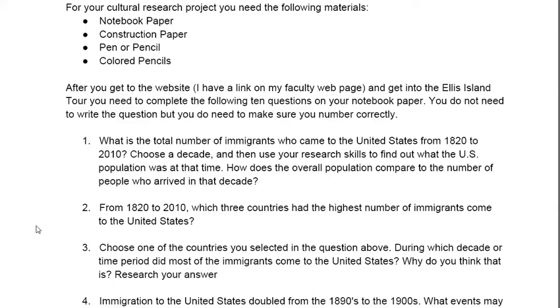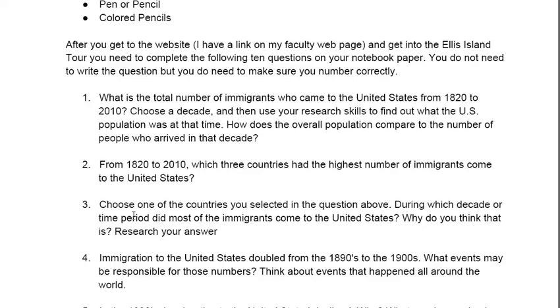So the second question, from 1820 to 2010, which three countries had the highest number of immigrants come to the United States? So again, you just need to look at the line graph that we looked at for the first part of question 1, and then figure out which three countries had the highest numbers of immigrants between 1820 and 2010, and just write down, in 1880 this was the country that had the highest number of immigrants, and whatever the other two times were, and the country that had the largest immigrants.